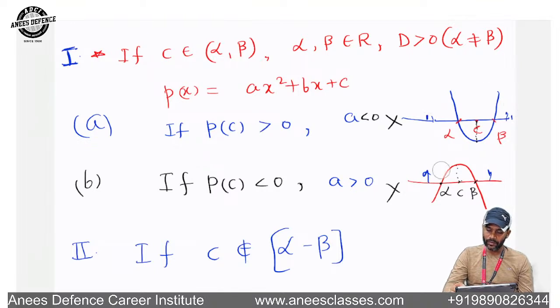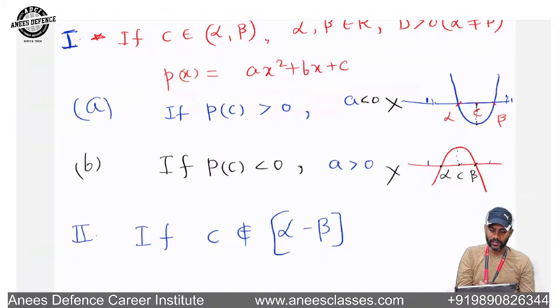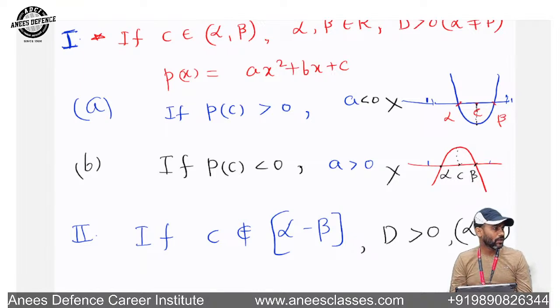Now, see, D is what? What is the condition? D is greater than 0. Alpha is not equal to beta, although this condition is not needed here. Why not? Because if alpha is equal to beta, then no problem, it will be one point. C may lie on the left of alpha equal to beta, or on the right. Doesn't matter. But I have mentioned alpha is not equal to beta.